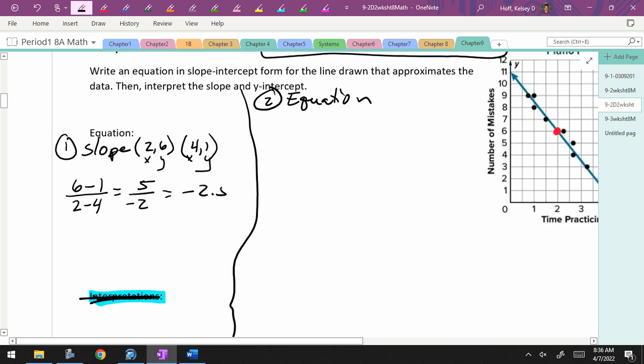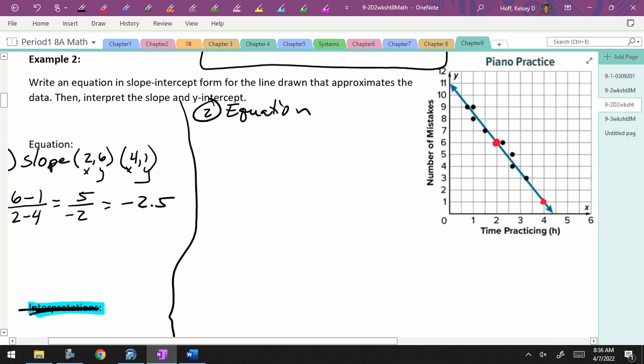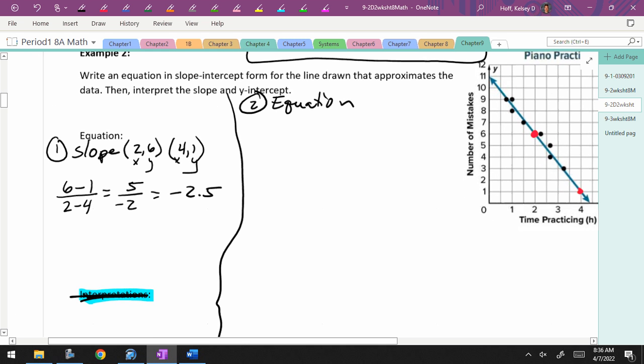Negative 2.5. Can I have a negative slope? What does it mean if I have a negative slope? It's falling down, right? As I work from Weiss over to Hoosier, look at that line. It's going down, isn't it? That's good because that's what my slope says. So it's totally fine to have a negative slope.